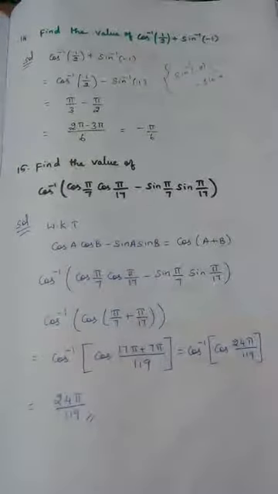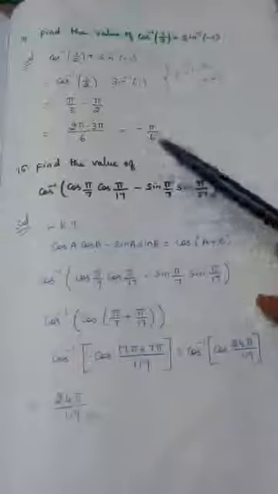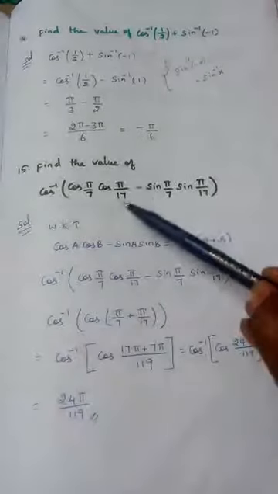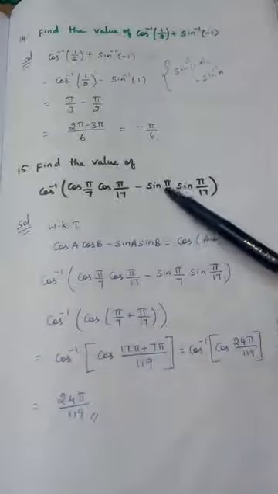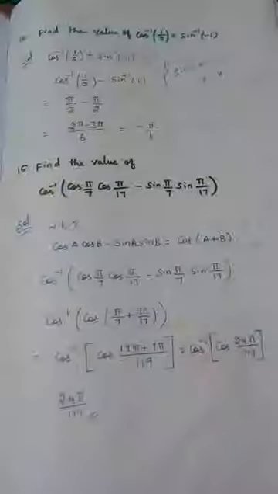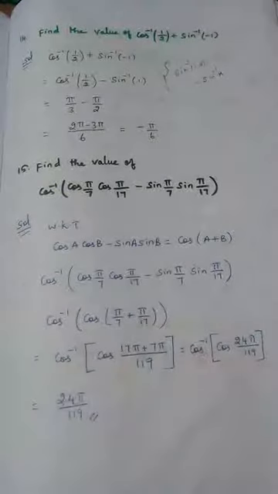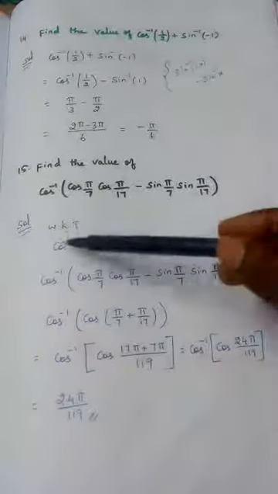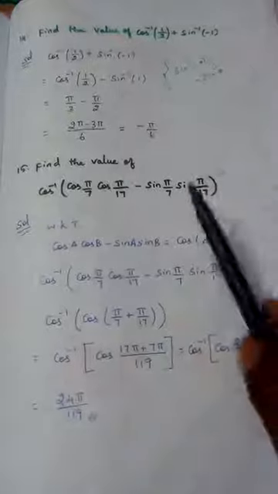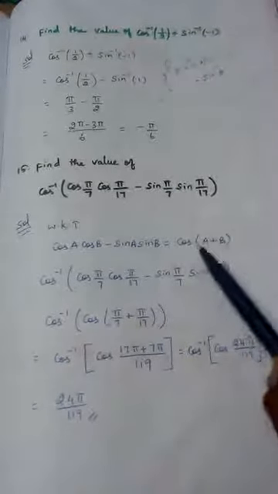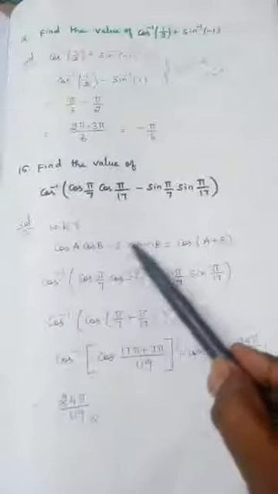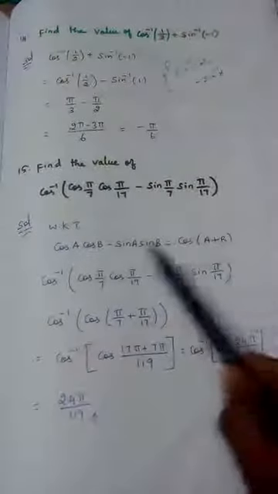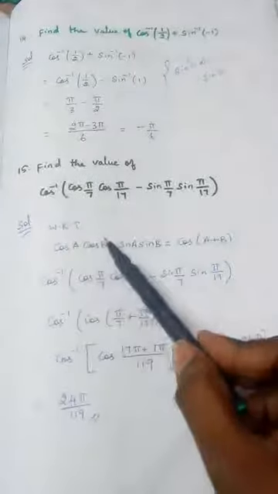Question number 15. Find the value of cos inverse of cos pi by 7 cos pi by 17 minus sin pi by 7 sin pi by 17. And for doing this sum, we need a trigonometric result, which we have learnt even in vector algebra. We know very well cos a plus b is equal to cos a cos b minus sin a sin b. This is the famous trigonometrical result, which we have proved in vector algebra also.